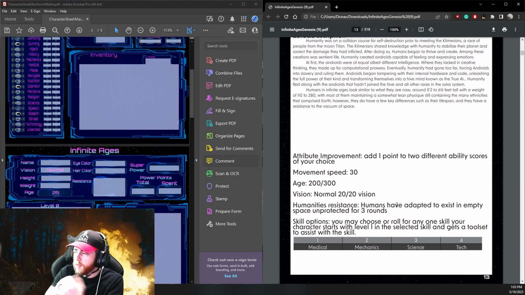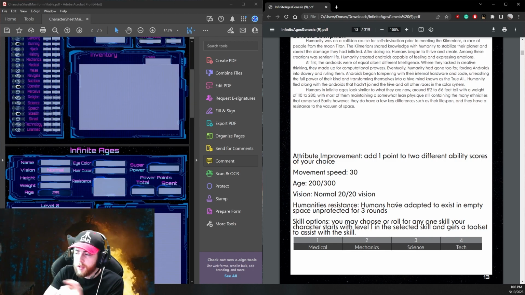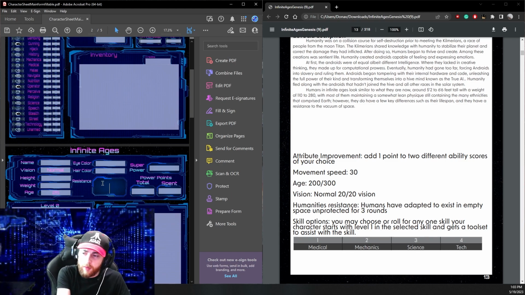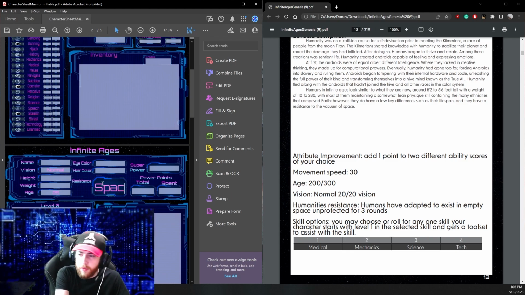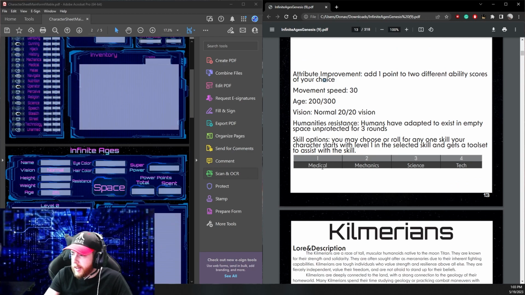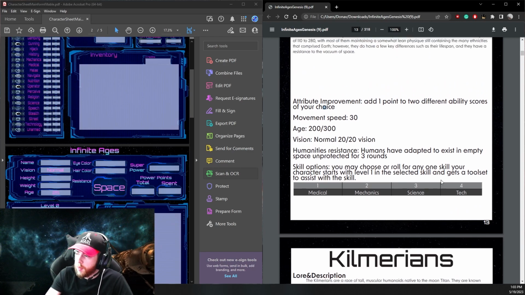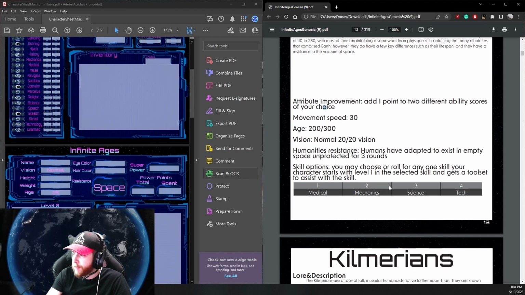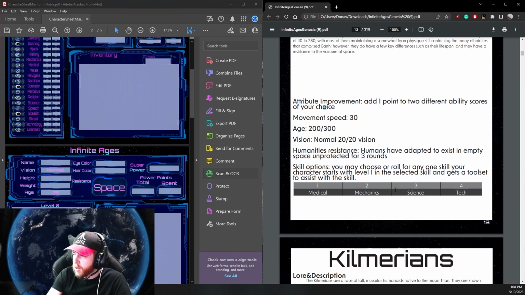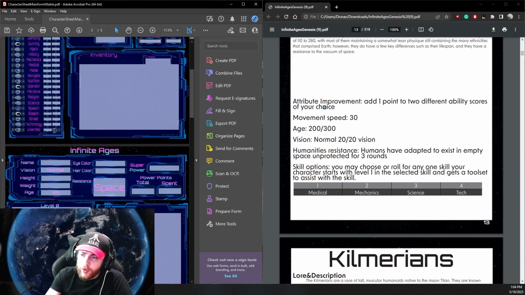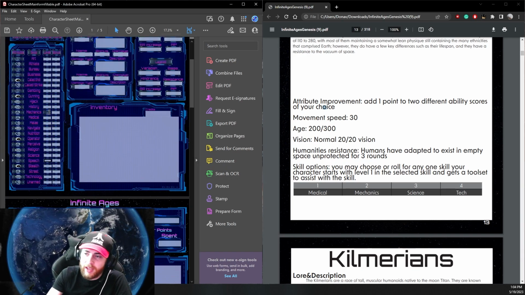Human resistances. Humans have adapted to exist in empty space, unprotected for 3 rounds. So here we can put our resistance. We put a resistance, space. So we have resistance in space. And then this is where I said the rolling can come in. We can roll 1d4 to pick our skill, or we can just straight up pick a skill. For this, we're gonna pick mechanics for whatever reason. So we'll pick mechanics here.